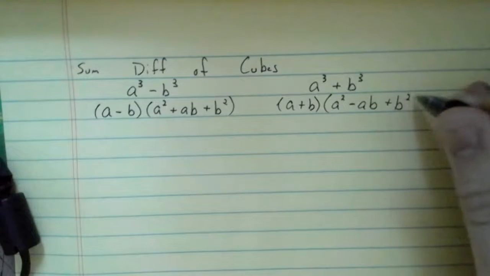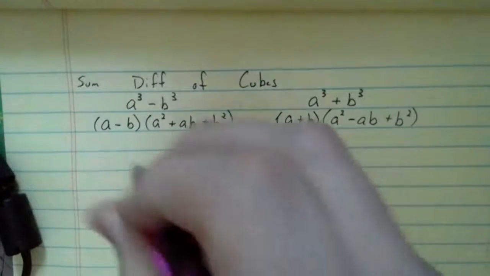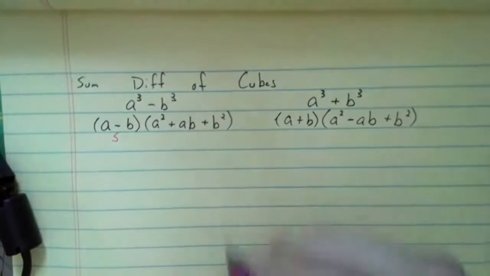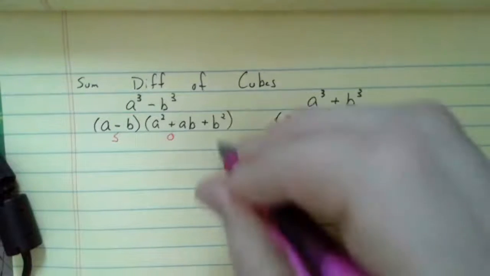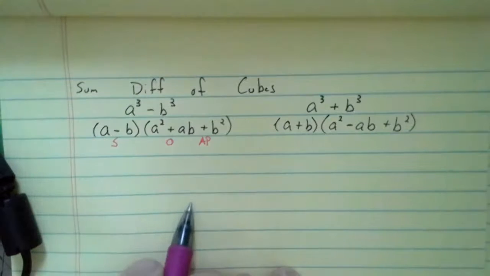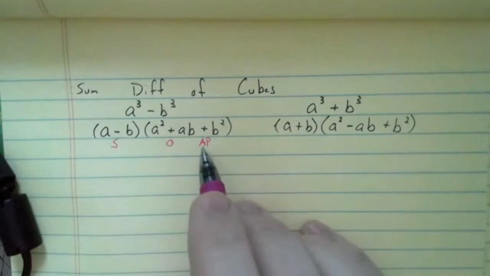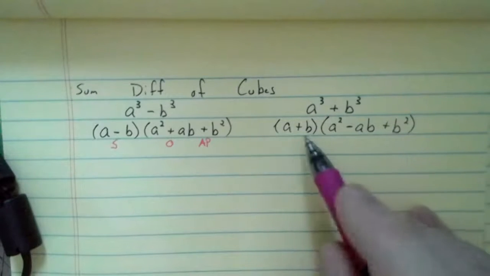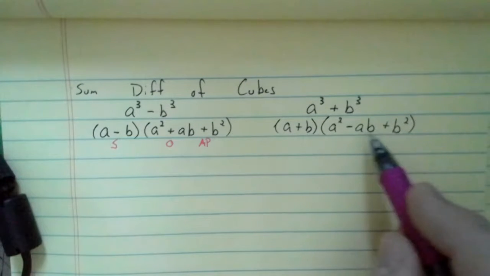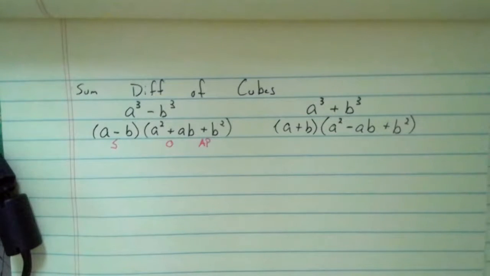Okay. Now, the way I teach this traditionally is I talk to students about SOAP. Okay. This sign is always the same. This sign is always the opposite. And this sign is always plus. So SOAP. Okay. So here you can see this is the same as that one. This one's the opposite of that one. And this one's always plus. Same thing here. This one's the same as that one. This one's the opposite of that one. And this one's always plus. So the one trick you can use is SOAP to fill out your signs before you do the rest.